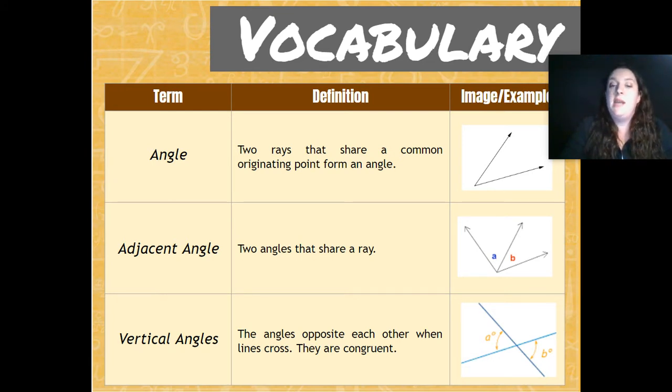You have an adjacent angle, which is when two angles share one line. So if I had an angle in the middle and then I were to have my pencil come up straight, this middle line would be my adjacent angle. And then you have vertical angles, which are the angles that are opposite to each other when lines cross. So when you have two perpendicular lines, all of your vertical angles are 90 degrees because everywhere those two perpendicular lines cross, you have a 90-degree angle.